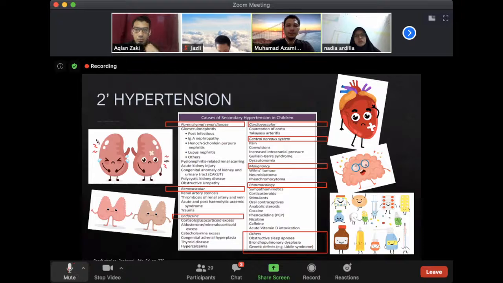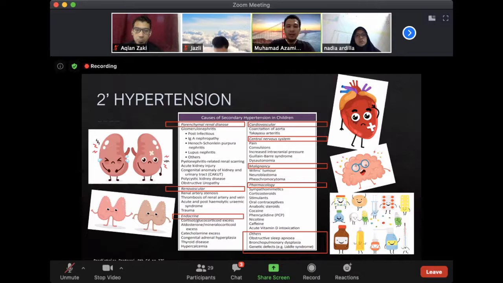But if they have cardiovascular conditions, then most likely they will require antihypertensives for quite a long time. And if they have renal artery stenosis, then they need to be on the medication until we probably need to correct the stenosis. So it depends on the causes. If the cause is treatable, then most likely the child probably won't need medication for life.